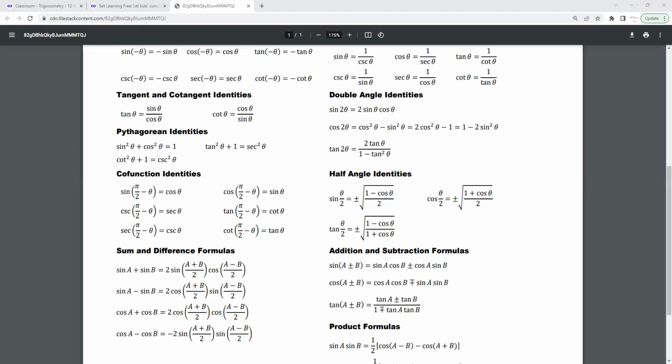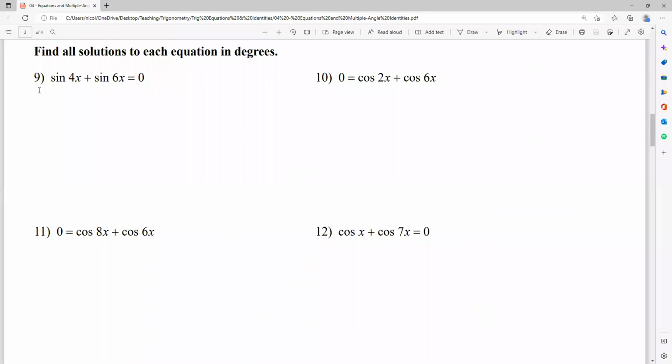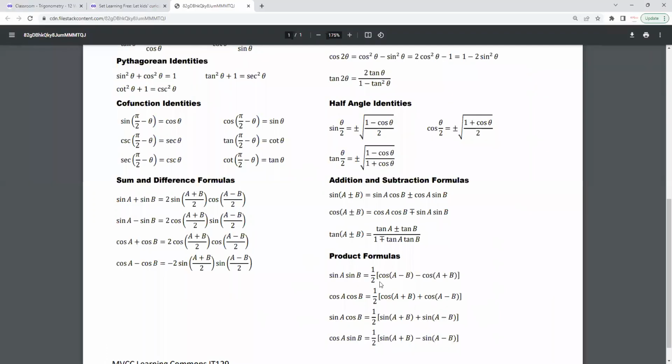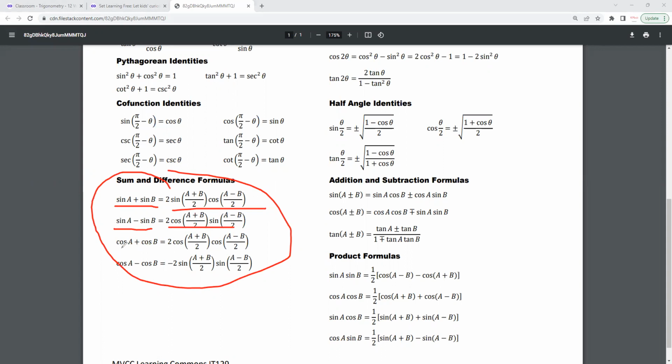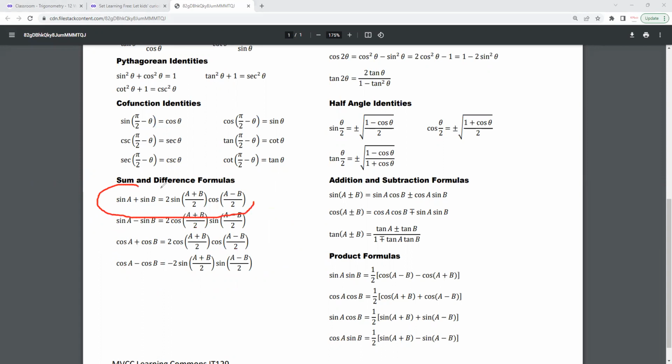Okay, so for these, we're going to use the sum and difference formulas. Let's switch back. I'm going to do number 9. We're going to use the sum and difference formula, which is here. Basically, whenever you see sine of something plus sine of something else, you're going to use this one. In that case, you're going to use that, and so on. For the first one, we have sine of 4x plus sine of 6x. So a plus plus, we're going to use that one right here.